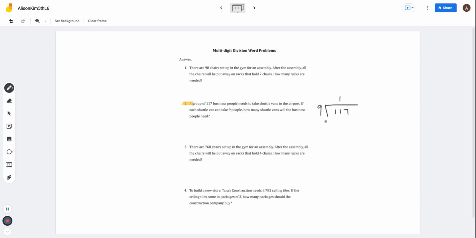9 times 1 is just 9, and so we're going to subtract 9 from 11, and we get 2, right? And then we're going to bring down the 7, and then we get 27 instead of 2. And we know that 9 can go into 27 3 times, because 9 times 3 equals 27, so 27 minus 27 will just give us 0. So no remainders, and we have an exact number of 13. So when it says how many shuttle vans will the business people need, they will need 13 vans.